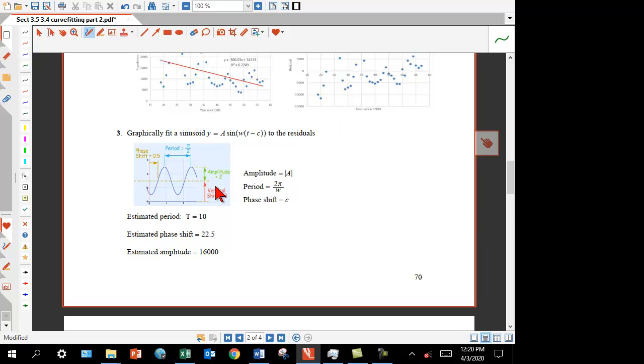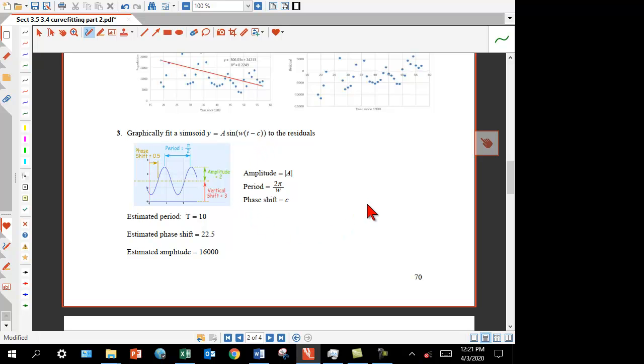oscillates. So reminder that for a sinusoid, there's something called an amplitude, something called a period, and something called a phase shift. And they relate to parameters A, omega, and C that appear in the sine function. Specifically, the amplitude is the magnitude of A, the period is 2 pi over omega, and the phase shift is this number C.